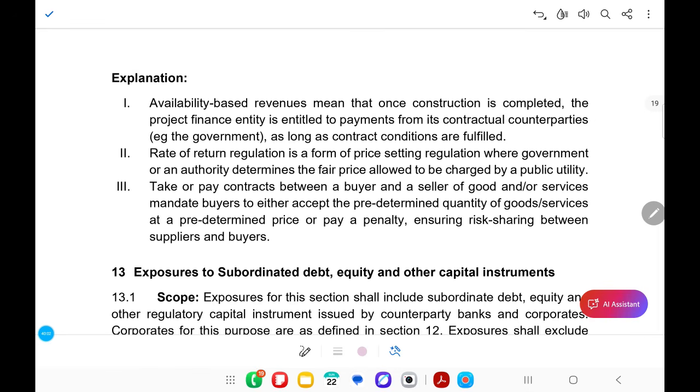I think it's clear, friends. Now there are key technical words here. So friends, I will explain these 3 technical words which I have mentioned above. What does this mean? Availability based revenues. Basically, availability based revenues means that a project earns money simply by being built and ready for use. So once construction is finished, the project company receives payments from its counterparty, such as the government, as long as it fulfills the conditions of its contract.